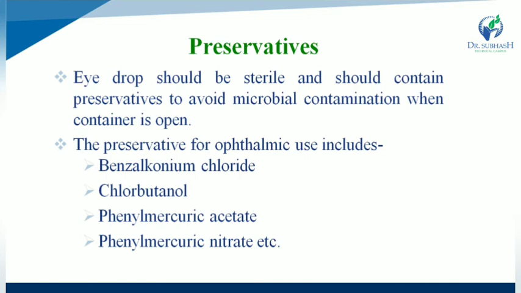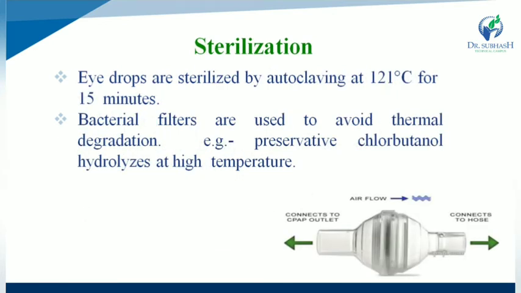So, the preservatives for ophthalmic solutions: various examples of preservatives are available. First one is benzalkonium chloride. Second ones are chlorobutanol, phenylmercuric acetate, and phenylmercuric nitrate. All of these are preservatives that will be added to an ophthalmic solution or ophthalmic dosage form.